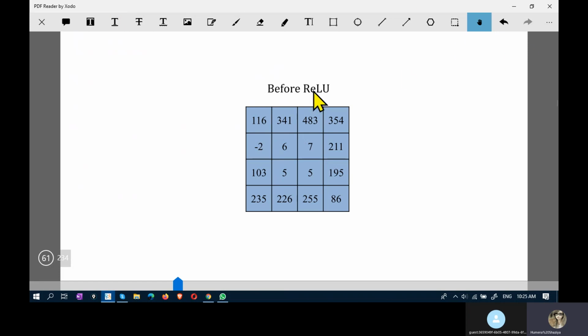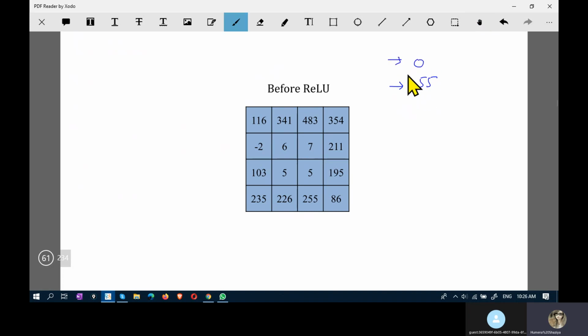Now consider this matrix. This is before applying the ReLU activation function. You can consider this to be the output of a convolutional layer. And if you observe here, you have certain values which are higher than 255. We know that the maximum value a pixel can have is 255. The minimum value a pixel can have is 0. And here you can see there are some values greater than 255 and there are negative values as well.